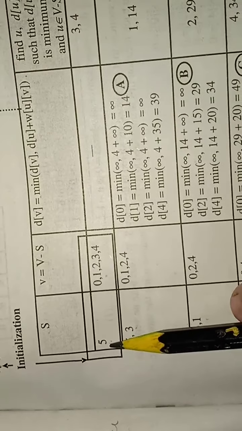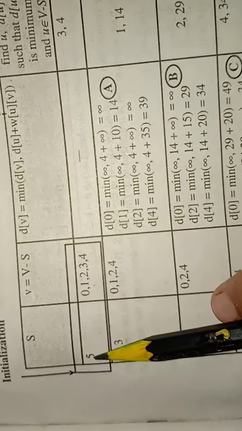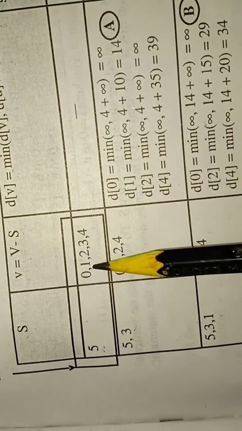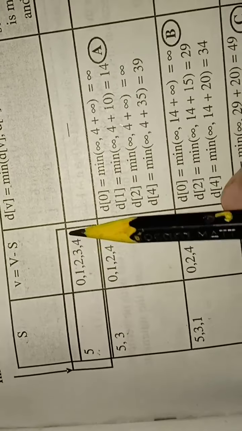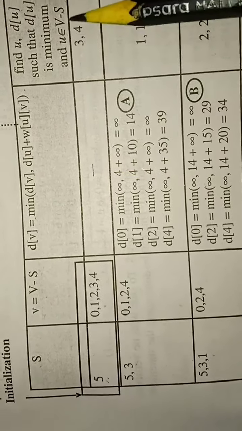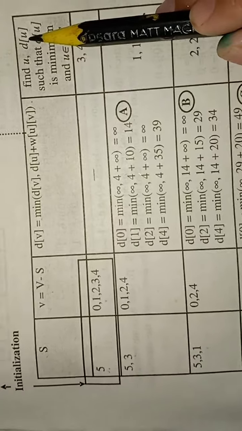So the given source node is 5 and V is equal to V minus S, so you have to remove this 5 from the remaining nodes. So the remaining nodes will be 0, 1, 2, 3 and 4. So initially you don't have to apply this formula. Then out of this you have to just find U and d of U.